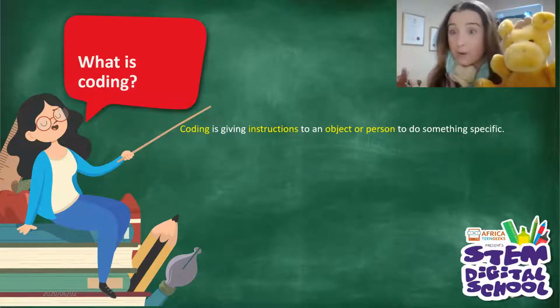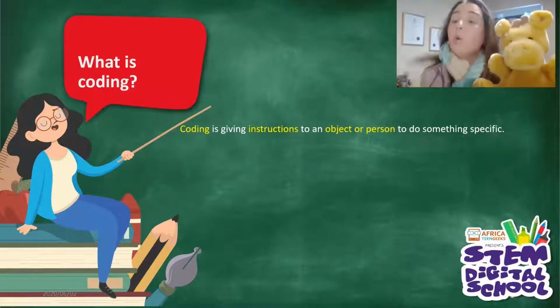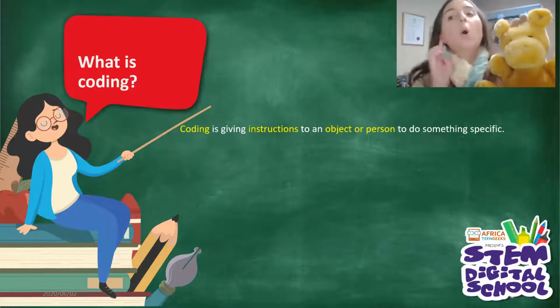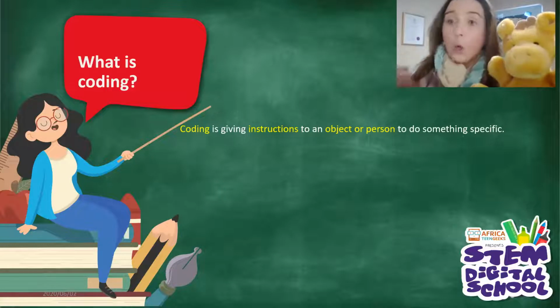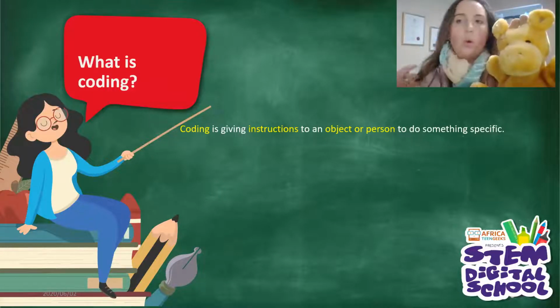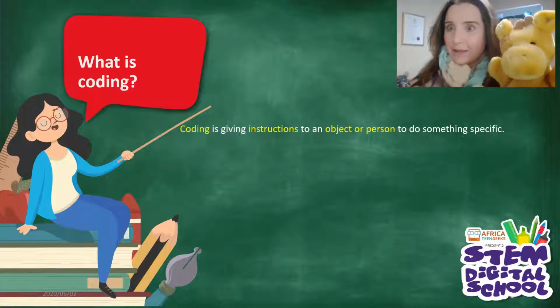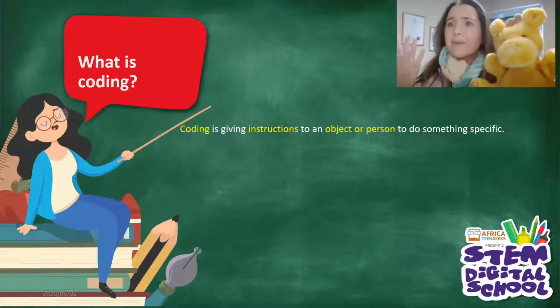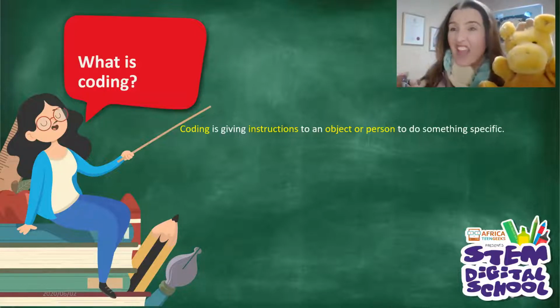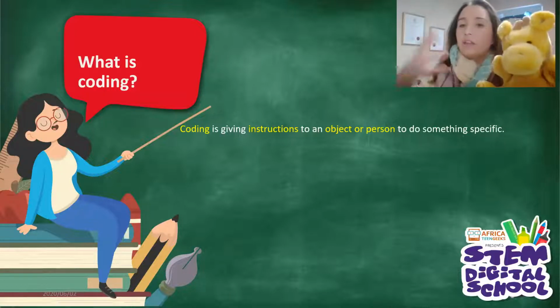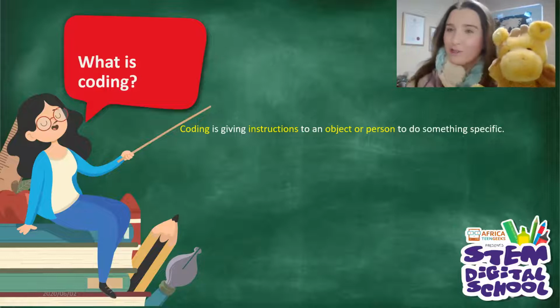Okay, so what is an object? An object can be my scarf or my earrings, or it could be a ball or a plate, or it can be anything. And then a person, of course, is me and you, okay? Or a thing could be the other thing that we give an instruction to.